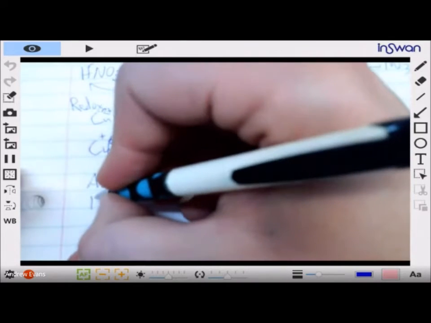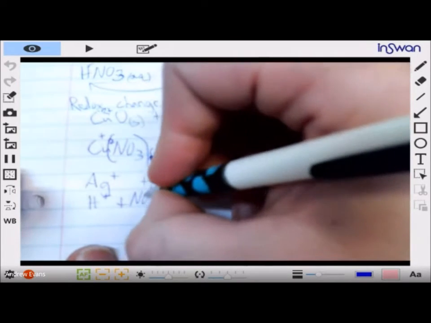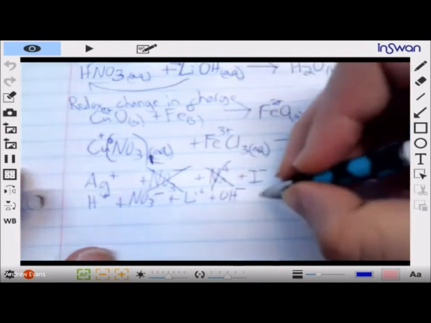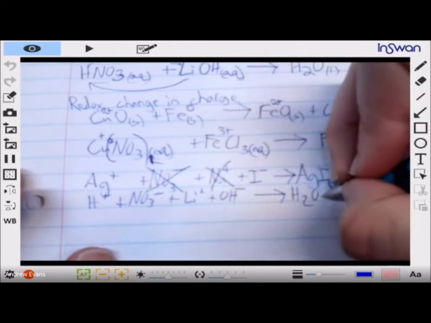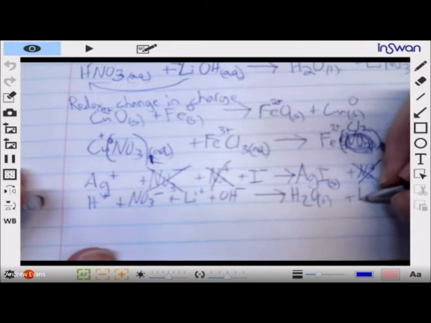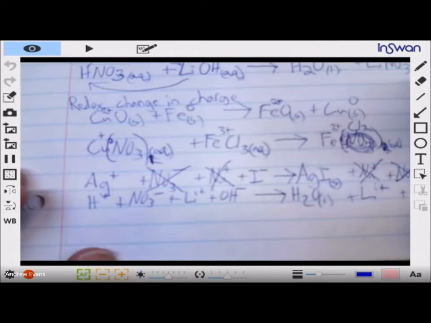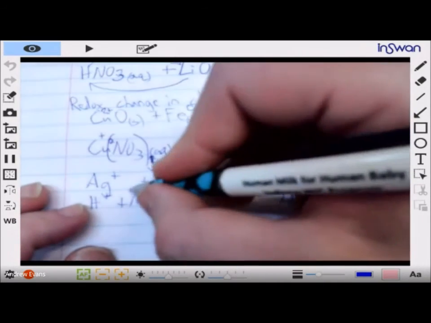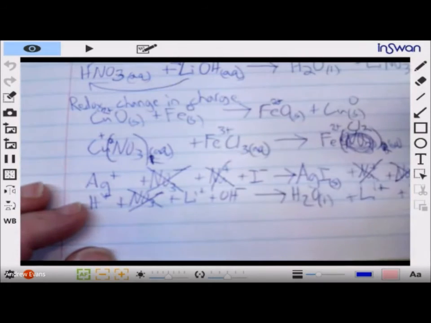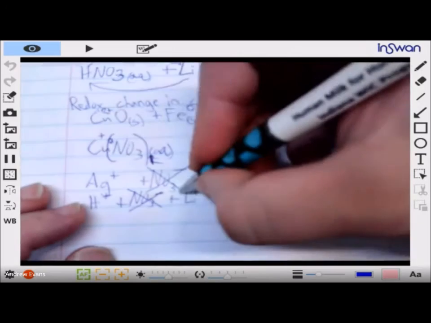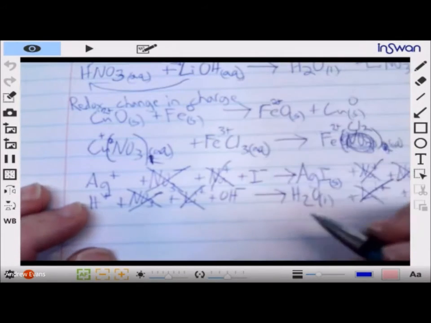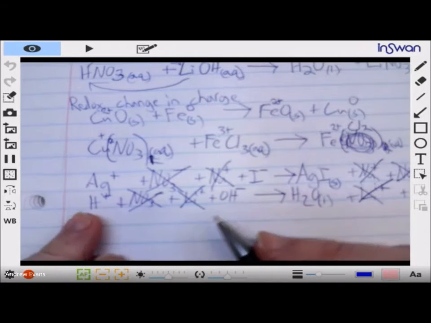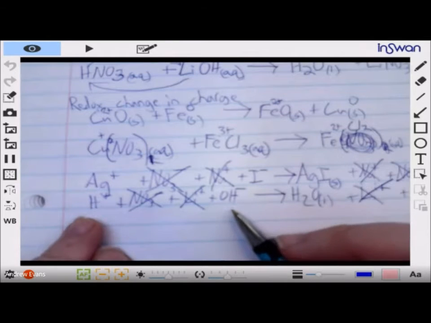Let's go to the acid base. H plus and NO3 minus, Li plus and OH minus goes to H2O. Pure water doesn't get broken apart. Only the aqueous gets broken apart. So H plus, water, not the same. But NO3 minus and NO3 minus are the same and can be canceled out. Li plus and Li plus can be canceled out. But OH minus is different from water, and it cannot be canceled out. So the big reaction on an acid base is H plus and OH minus goes to water.